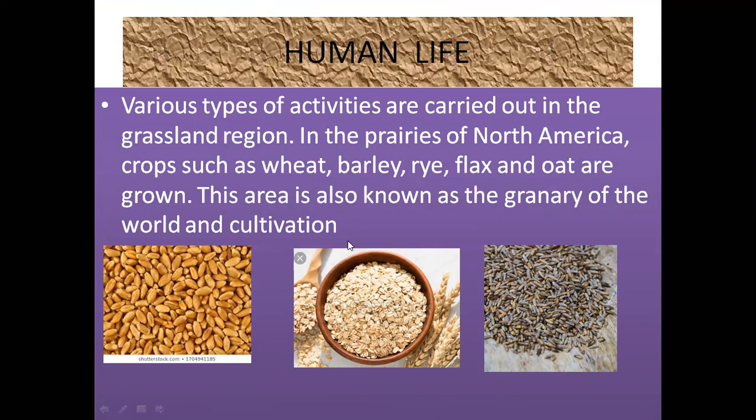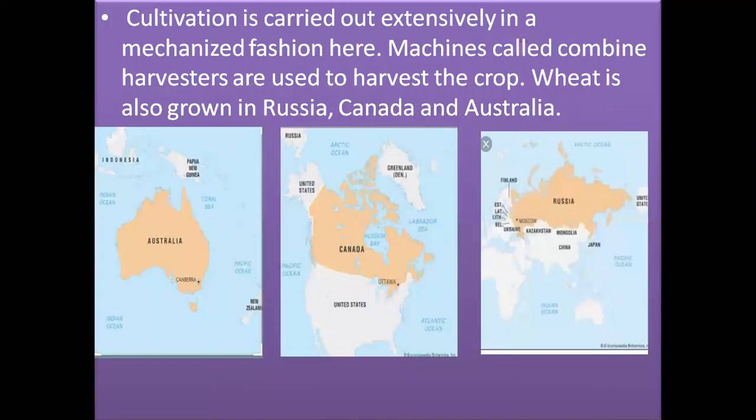Which one do we call the granary of the world? The temperate zone is called the granary of cultivation. Agriculture is carried out extensively with machines, so it is called combine harvesting, used for harvesting the crops. Why are we using machines for harvesting crops?